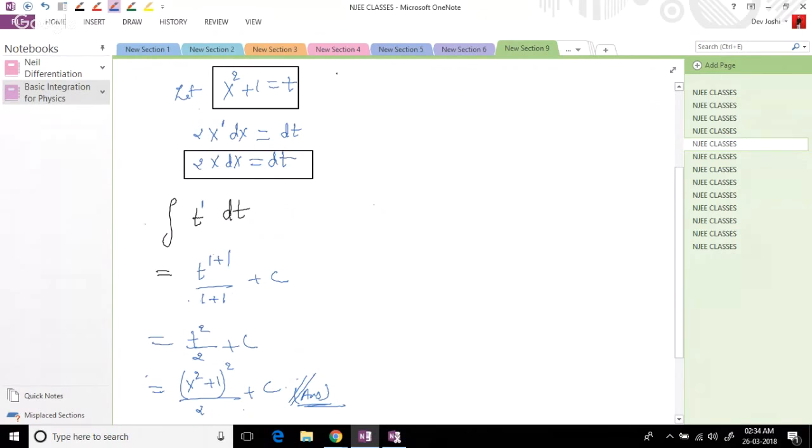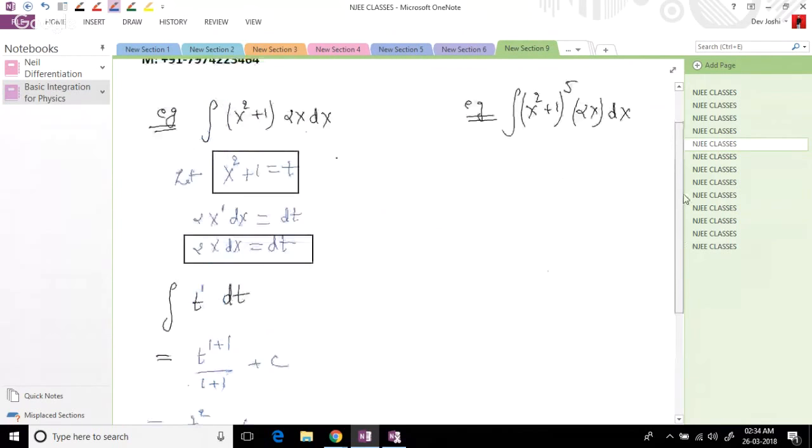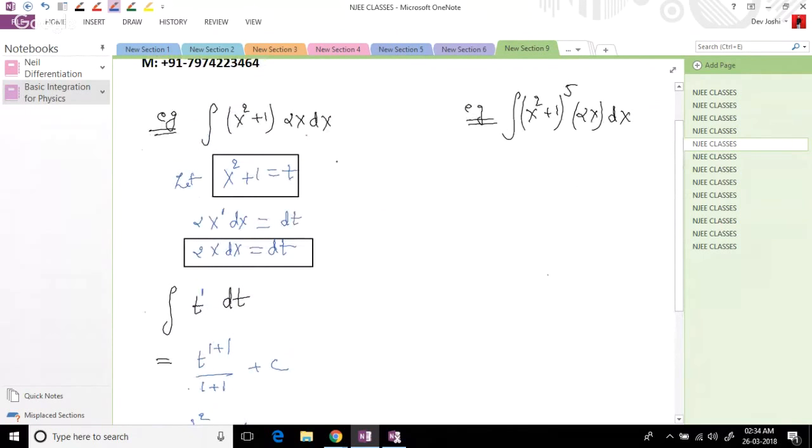Correct. So remember the steps. First of all, you have to identify what your function is and what its differentiation is. Remember that the function can be anywhere, but the differentiation must be in the numerator. Like that, we said that x square plus 1 is my function, that will be t. Then 2x dx is going to be dt. Put in all the values: x square plus 1 is t, 2x dx is dt. So we are having t to the power 1 dt.